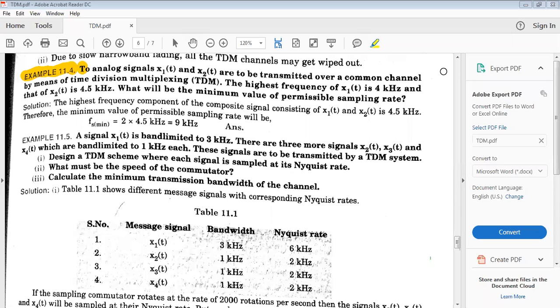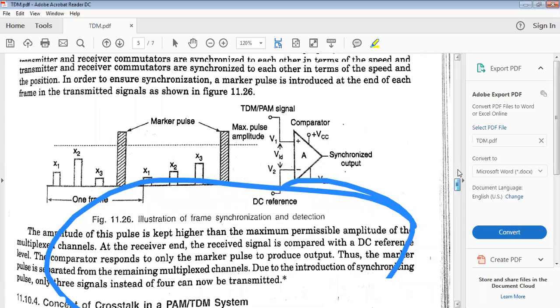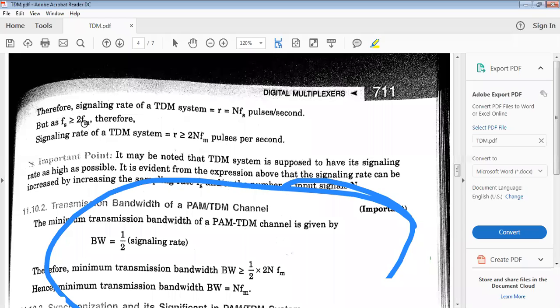The highest frequency of X1(t) is 4 kilohertz and for X2(t) is 4.5 kilohertz. What is the minimum value of sampling rate? Sampling rate, Fs. What is Fs? Is it greater than or equal to 2 Fm?